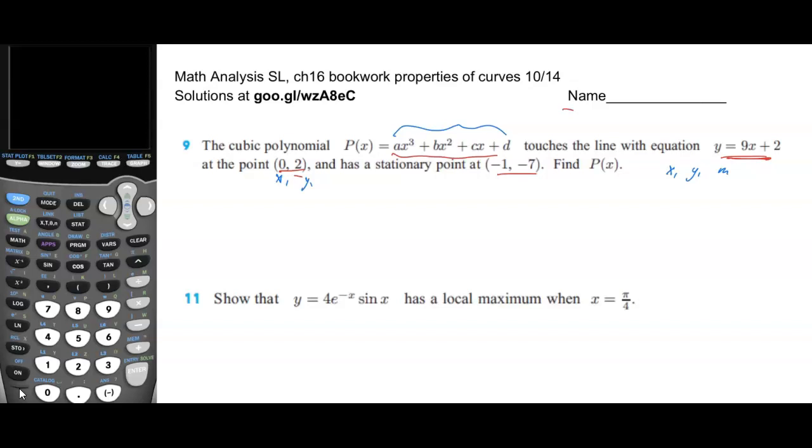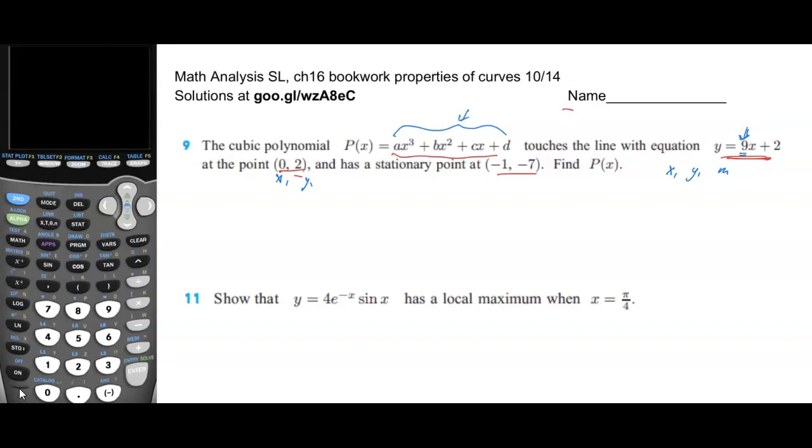The slope of the tangent line is 9 because this is already in slope-intercept form, so we can identify the number multiplied times x as the slope. So from these three numbers, 0 and 2 for the x and y coordinates, and the 9 slope, we should be able to figure out what a, b, c, d are.